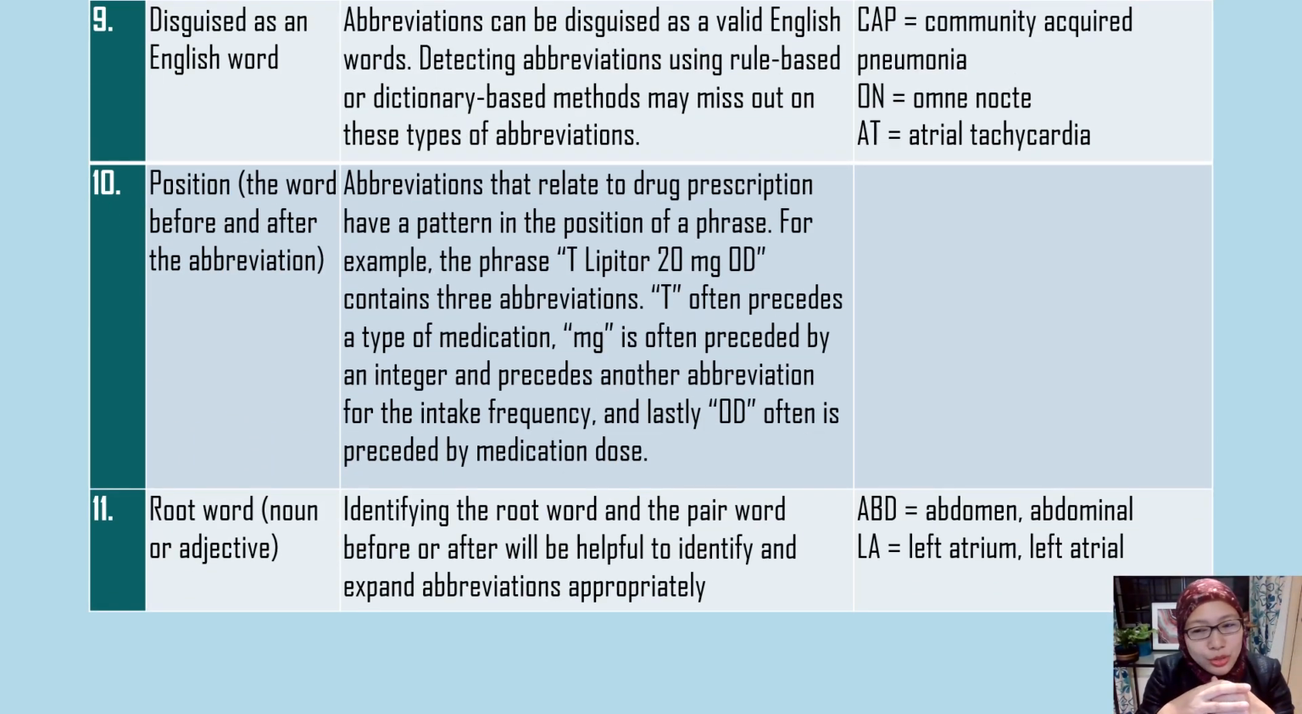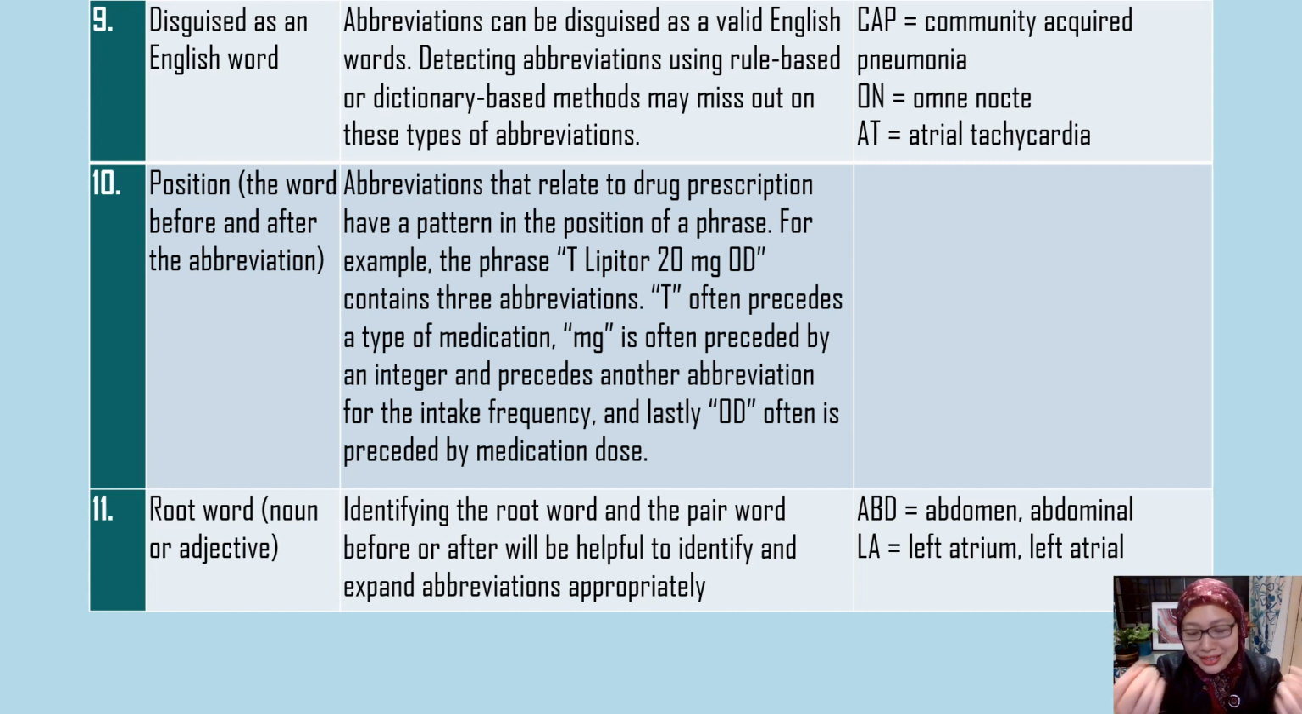Number 9, we also need to look into English words that are disguised as abbreviations. So cap, something that you wear on a hat, can actually mean community-acquired pneumonia. On, something that you put on top of something, can actually mean omne nocte, or when you prescribe medication to be taken at night. AT can mean atrial tachycardia.